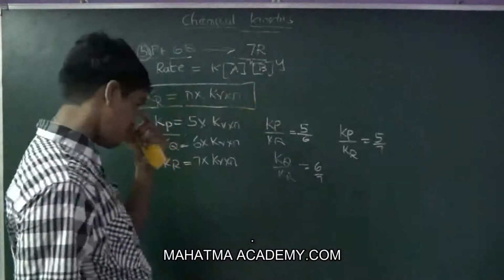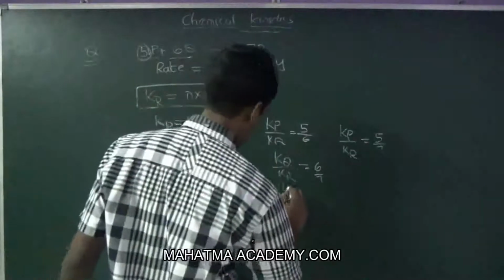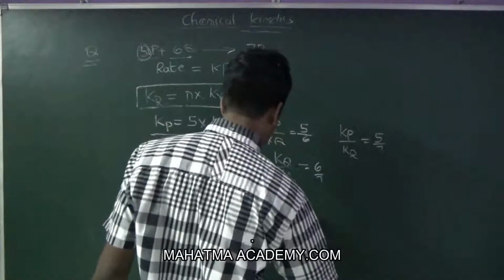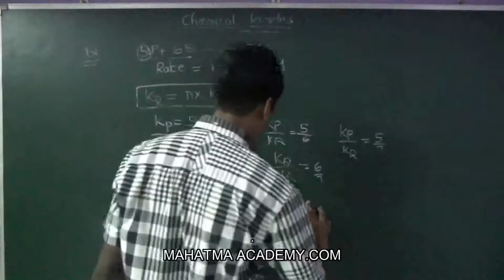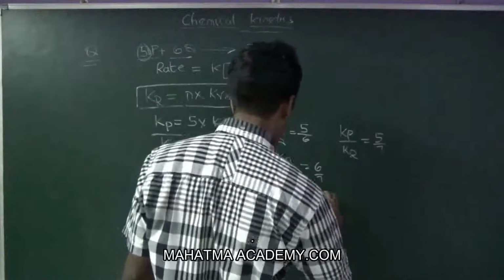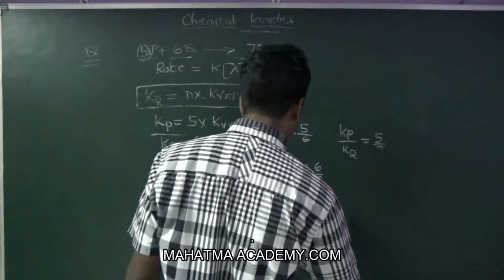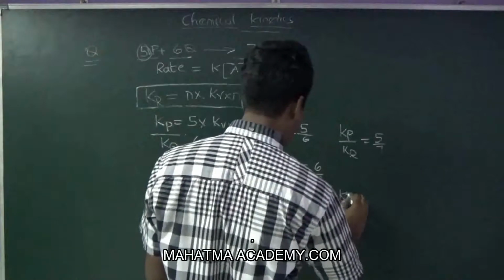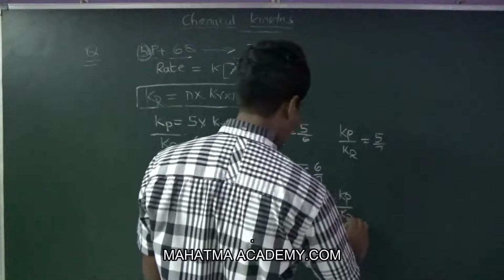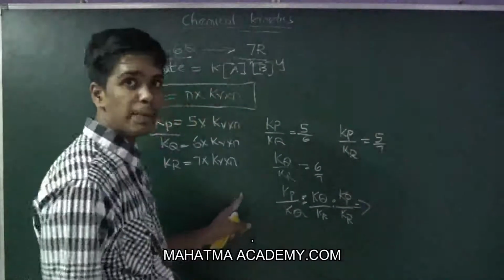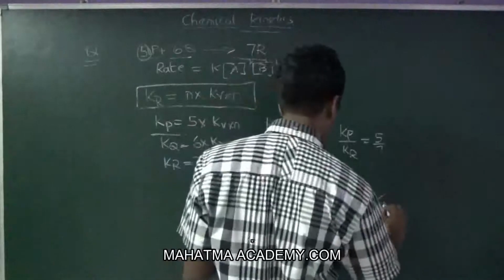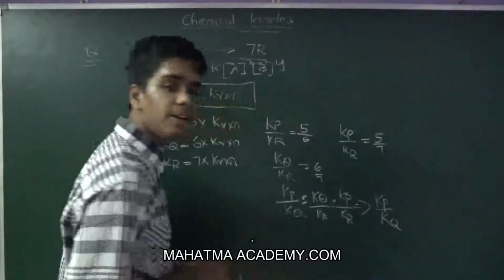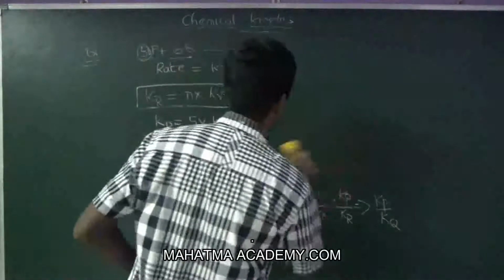Now we want to multiply this, Kp upon Kq, or we will divide this, or ratios. First it is ratios, Kq upon Kr is to Kp upon Kr. As we have discussed in mathematics, Kp upon Kq, students, we can use a simple technique without wasting any time.